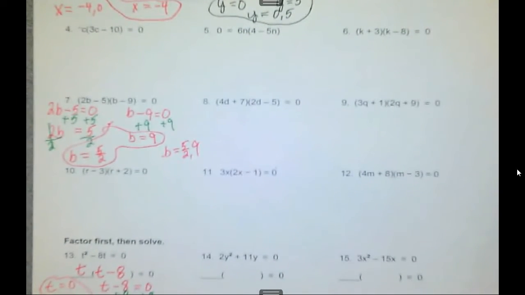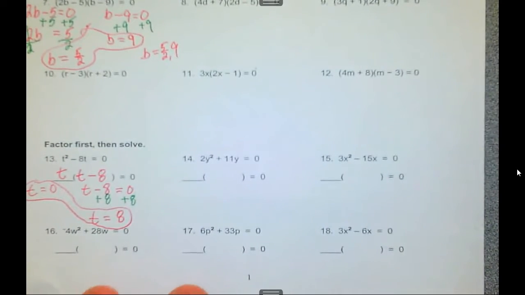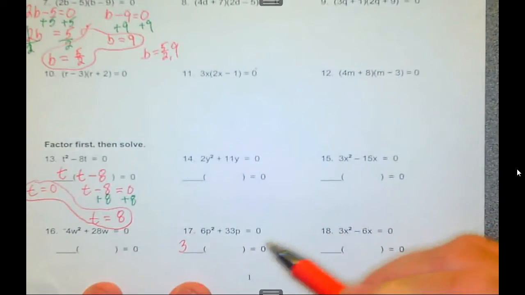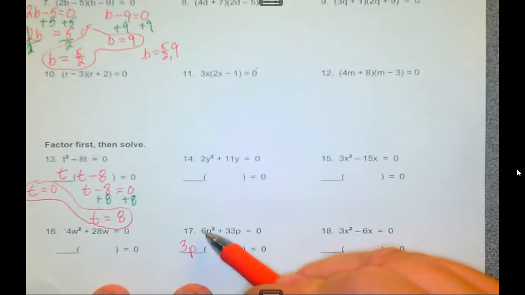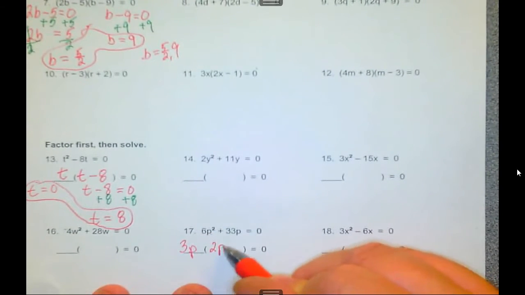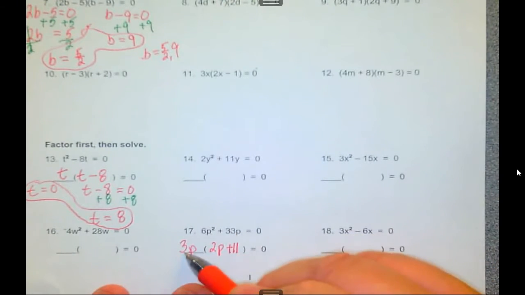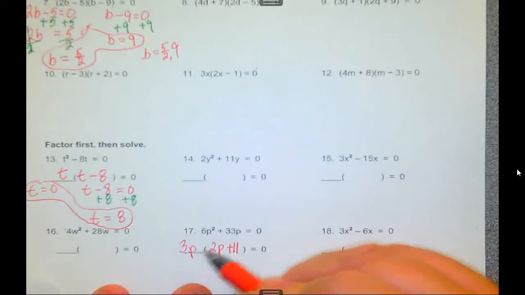All right, let's do some more taking out greatest common factors. How about number 17? Look at the numbers. Can I take out anything with the numbers? A 3. Wow, somebody's on top of things. And how many p's? Any? 1 p? So 6 divided by 3 is 2. 2 p's divided by 1 p is 1 p. 33 divided by 3 is 11. And p divided by p is just 1, so we're good.